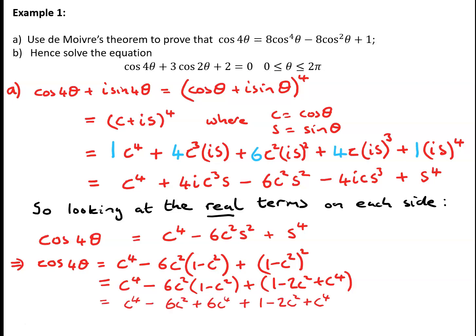And tidying that all up now, we've got c to the 4 minus 6c squared plus 6c to the 4 plus 1 minus 2c squared plus c to the 4. In other words, we've got 8c to the 4 minus 8c squared plus 1. And that is precisely what we want when we remember that c just stands for cos theta. So part A of the question has been done fairly efficiently.